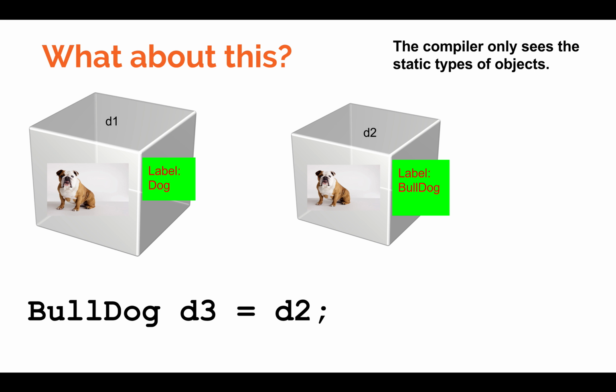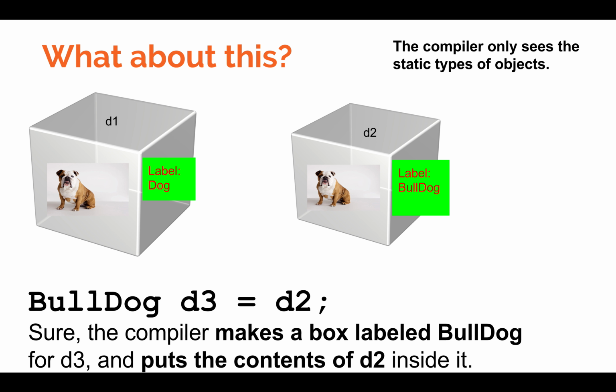Now I'm going to do this. Bulldog D3. So I'm creating a new bulldog variable that has static type bulldog. I set it equal to D2. Is this okay? This is okay because I take a box, and as the compiler, I know that earlier I would have only allowed a bulldog or something like a bulldog to go in there. So I can just empty its contents into another box labeled bulldog. D3 is the new box that I created, and I can take everything of D2 and put it in without it being a problem. So this is allowed. The compiler makes a box labeled bulldog for D3 and puts the contents of D2 inside it. It's not a problem.